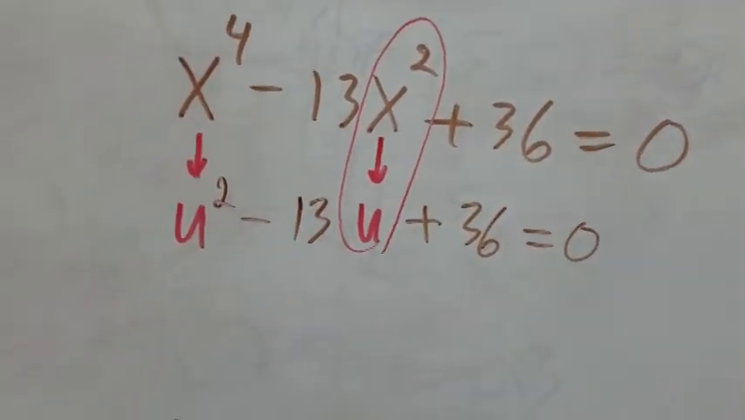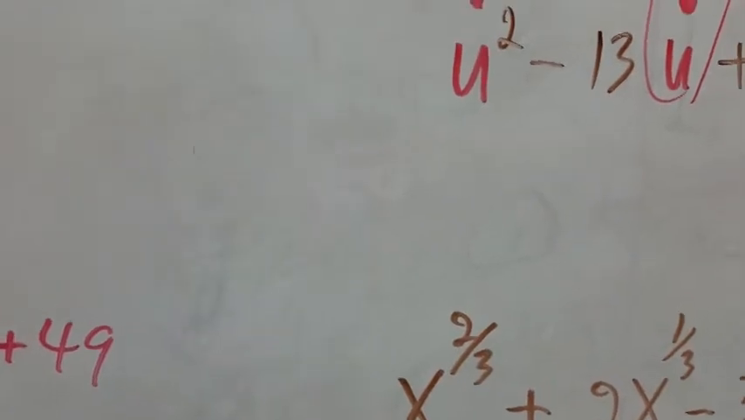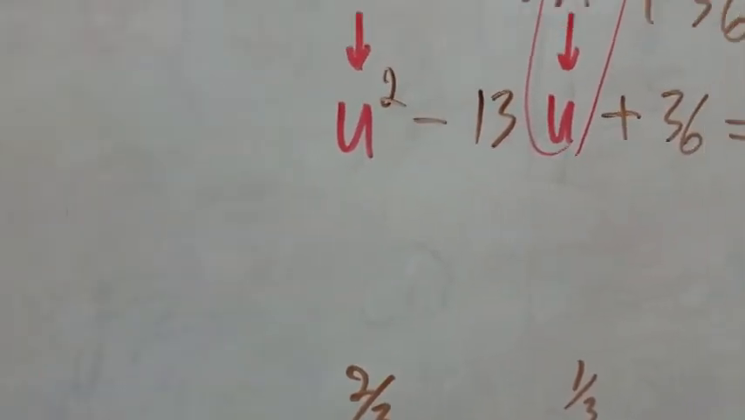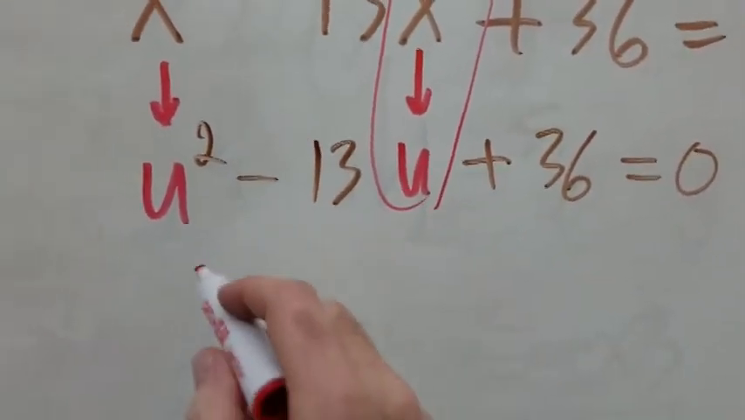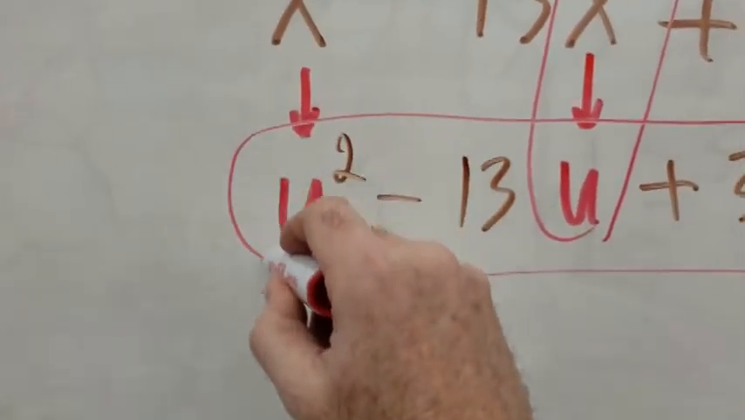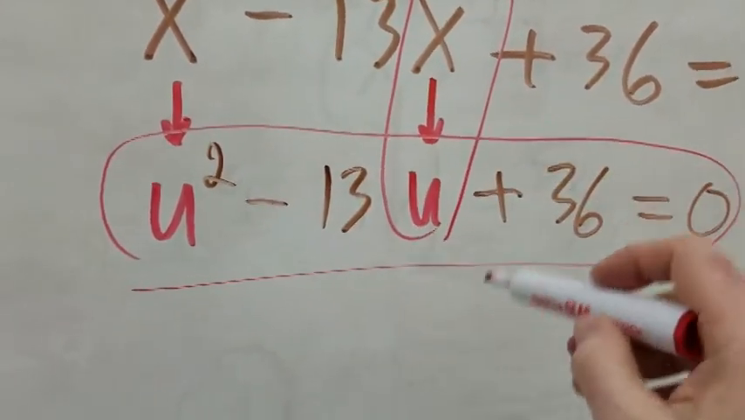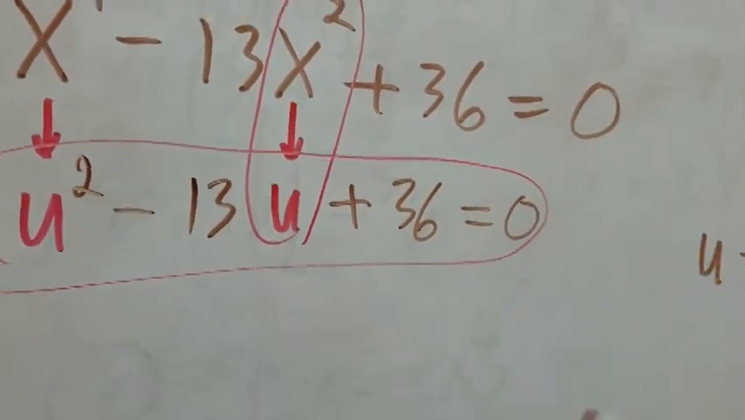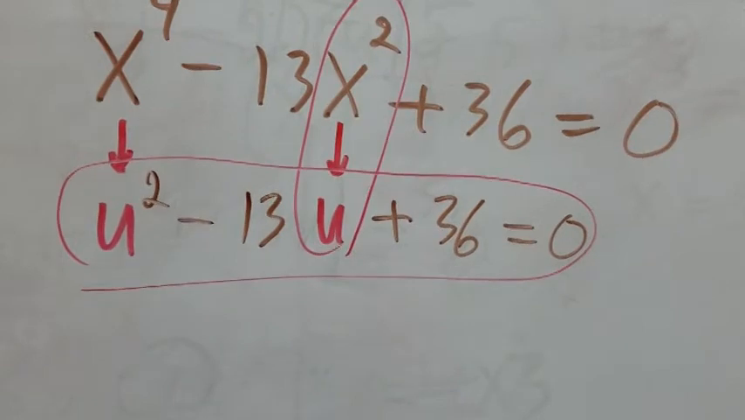And what's the trinomial? It says rewrite the equation in terms of u. Here's the answer for the next part. This is the answer right here. u squared minus 13u plus 36 equals 0. That's the next answer.